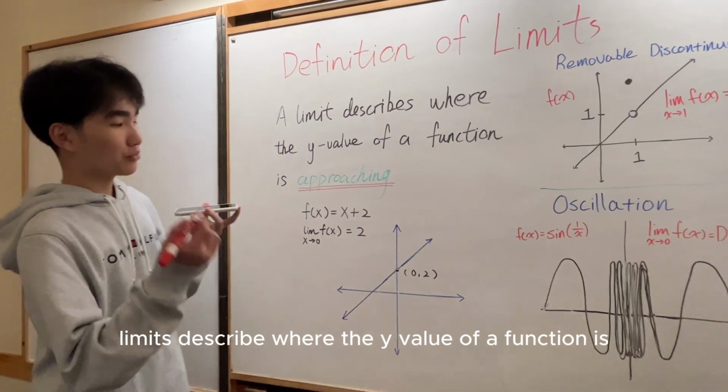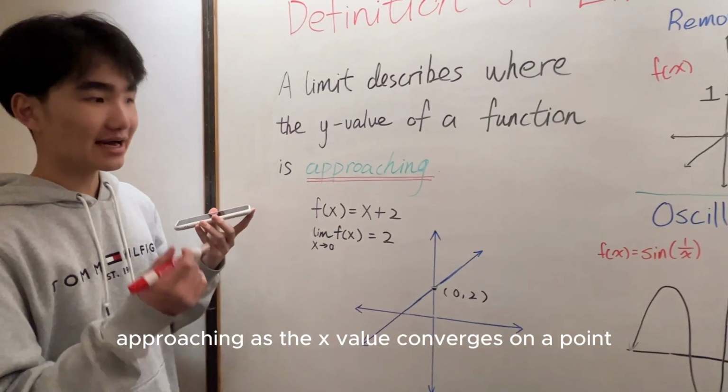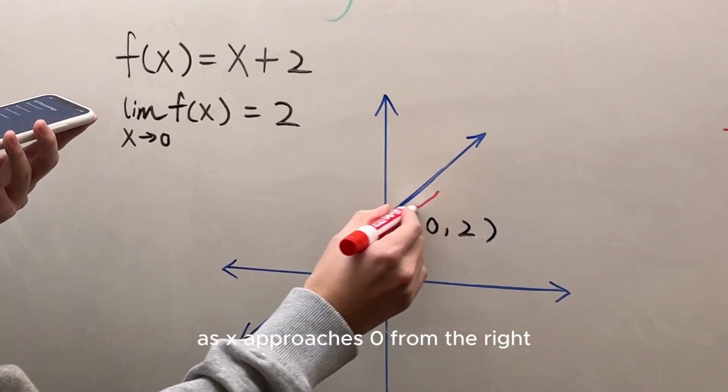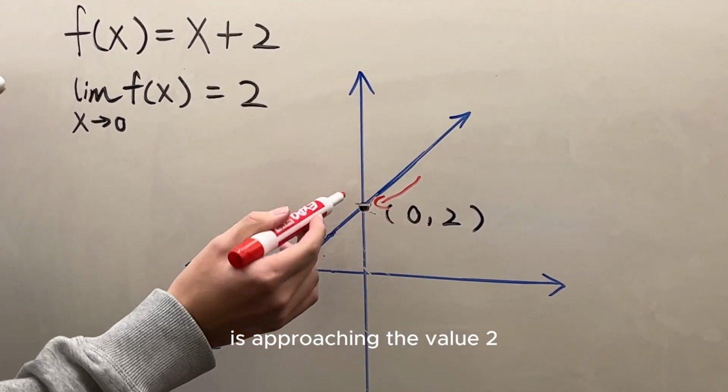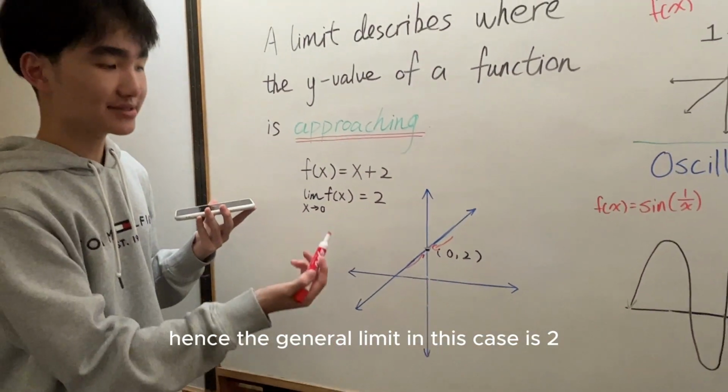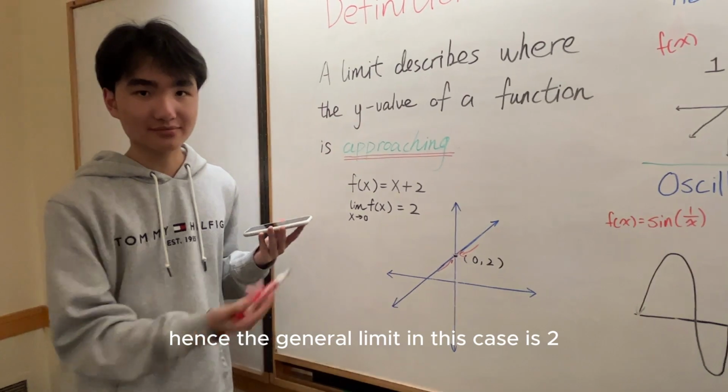Limits describe where the y value of a function is approaching as the x value converges on a point. In this example, the y value as x approaches 0 from the right is approaching the value 2, and as x approaches from the left is also approaching the value 2. Hence, the general limit in this case is 2.